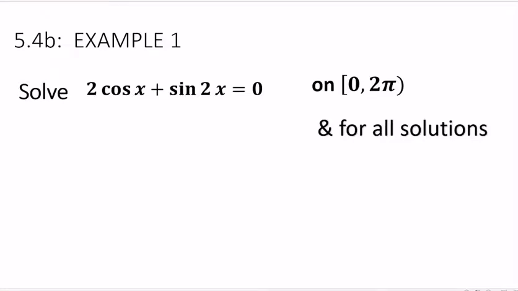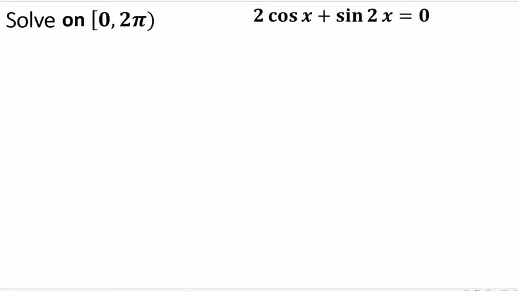5.4b, example 1. We want to solve the equation 2 cosine x plus sine 2x equals 0. When solving an equation with a trig function, we always want to have the same angles. In this case, one of the angles is x and the other is 2x. We need all of the angles to be either x or 2x.